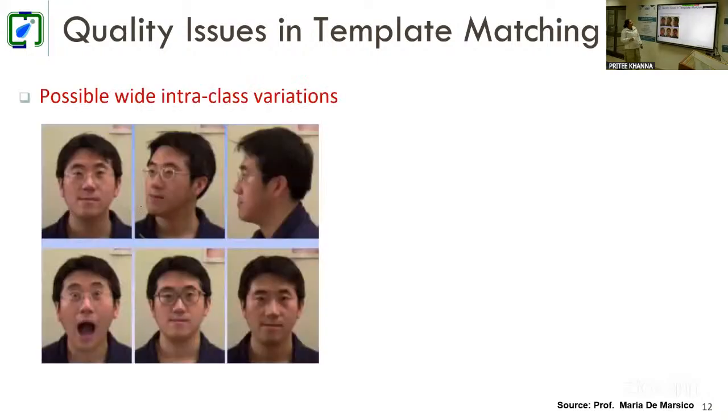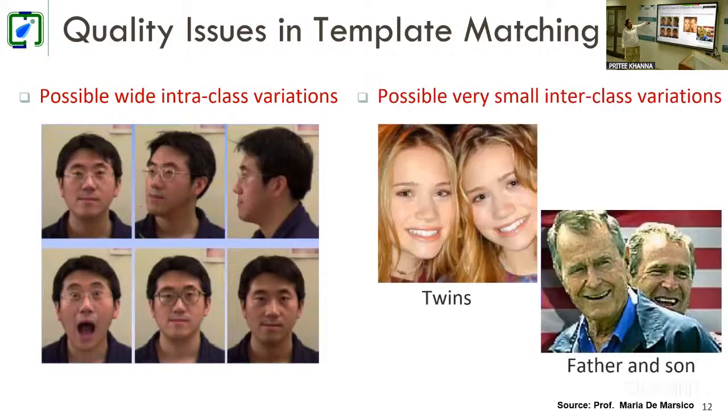Now, what are the quality issues in template matching? First of all, we need to take care of different positions. Then there might be very small inter-class differences. For us it becomes difficult. Like, I have cousins who are twins, and after quite some time we are able to recognize them, because there are fine differences. But for someone seeing them for the first time, it is very difficult. We need to take care of those fine differences also, so that we can identify them.